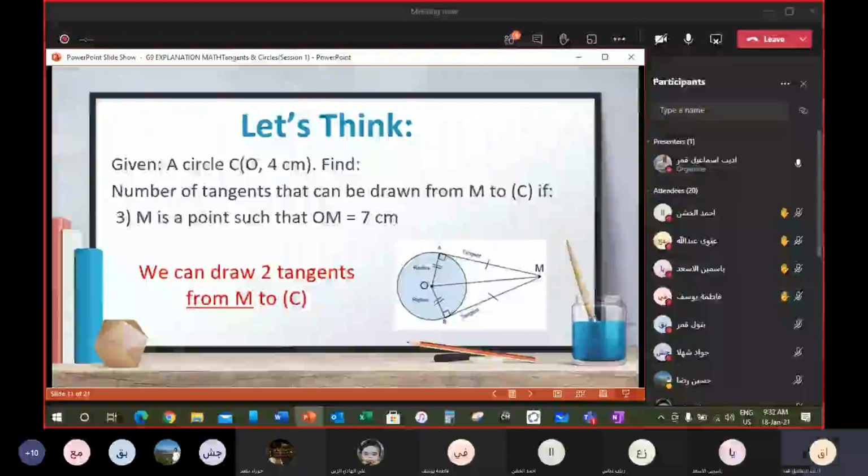Rule. These are the rules I told you about today: through a point A situated outside the circle, we can draw two tangents to this circle. Or M, this M. Okay. In this case, what properties are there? Look at the figure in front of you and see what properties are there on the figure.